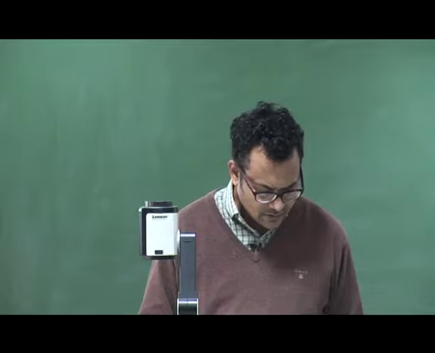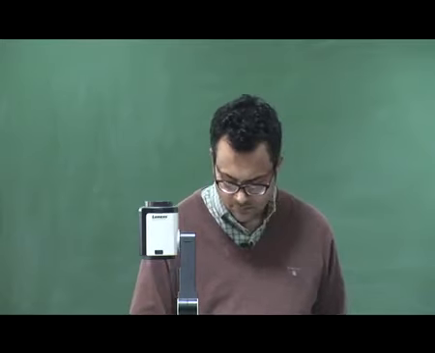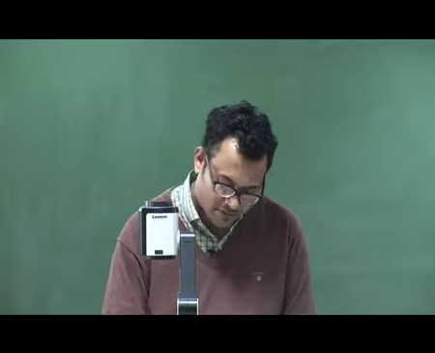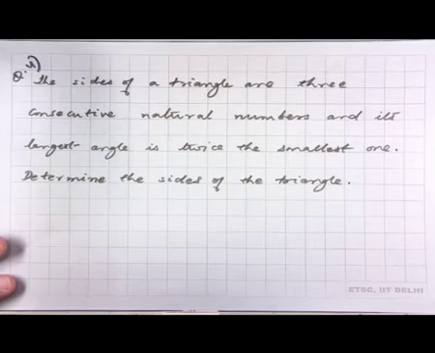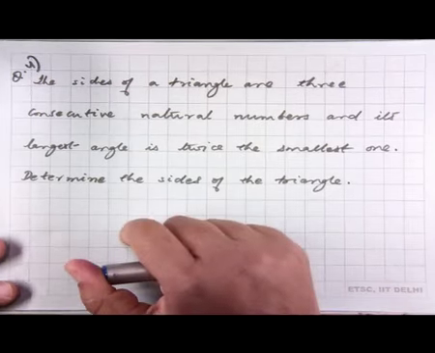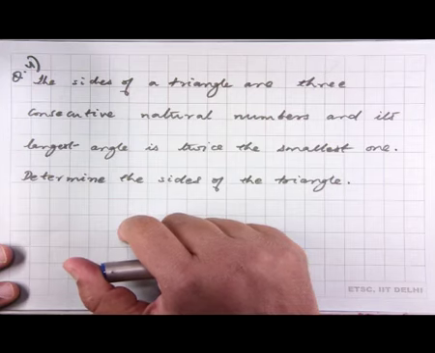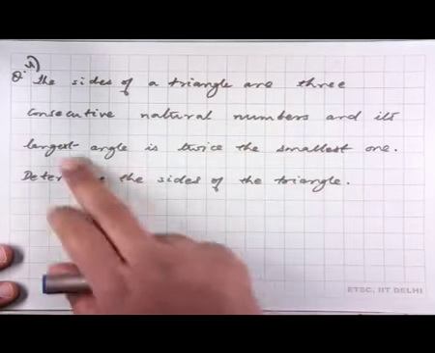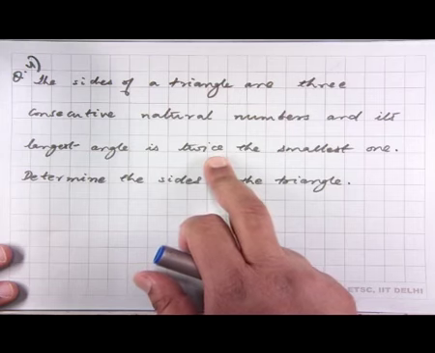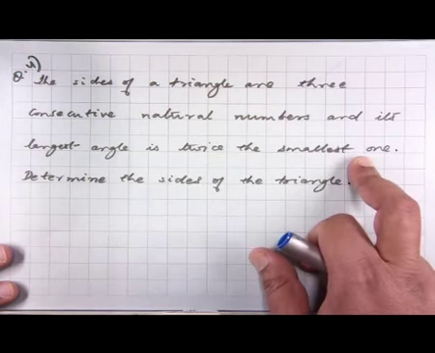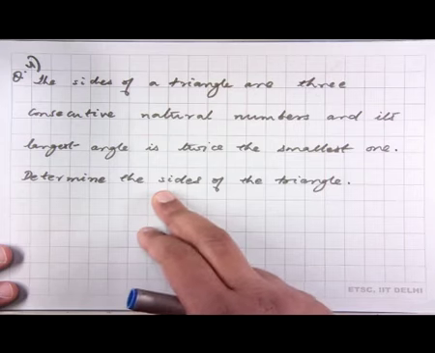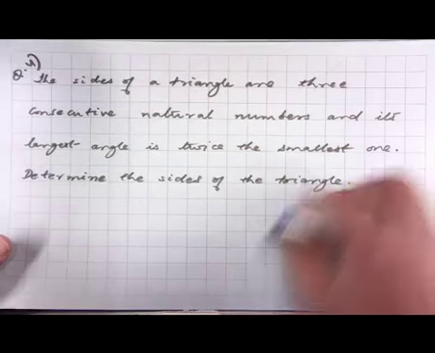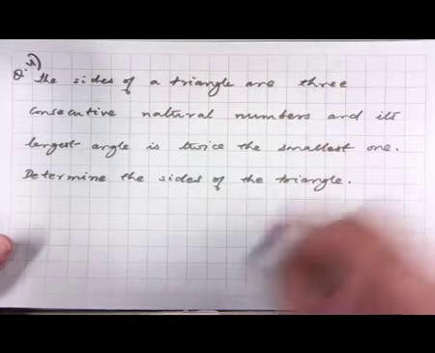Let us take another very interesting problem. This is one of the JEE problems of previous years. In this problem, it is said that we have a triangle where the sides are 3 consecutive natural numbers, and that the largest angle happens to be twice the smallest one, and the problem is asking us to find the lengths of the sides of this triangle, which satisfies these two properties.